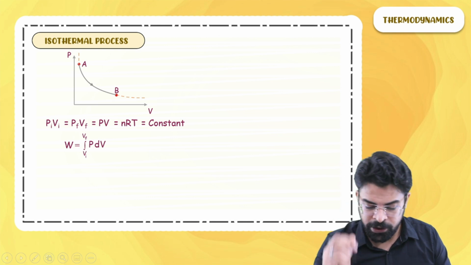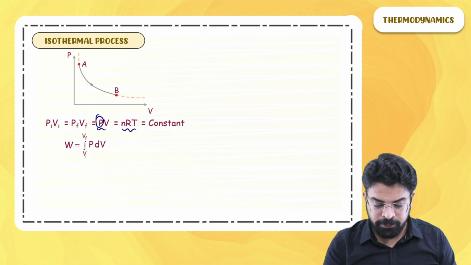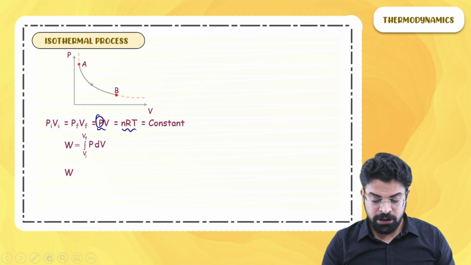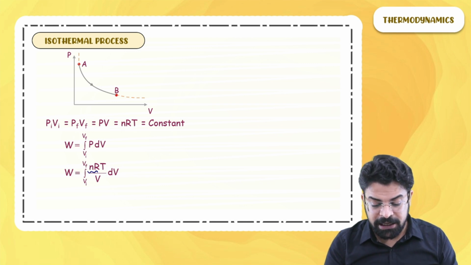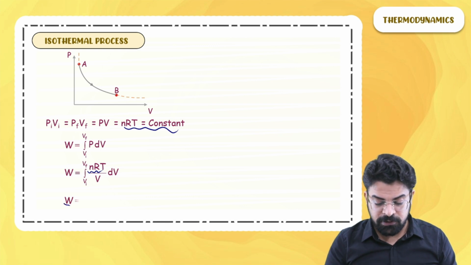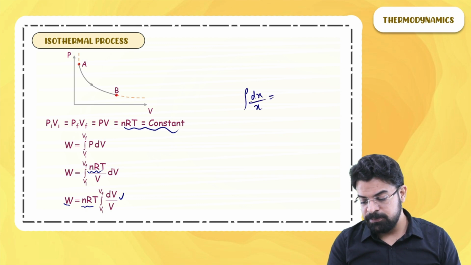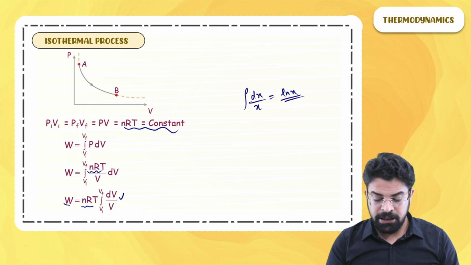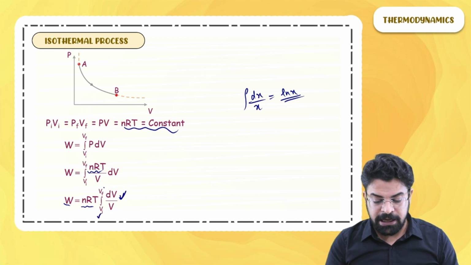So what to do? From PV equals nRT, you can substitute in place of P, nRT by V. So you can write work done equals integral nRT by V in place of P into dV. Now since nRT is constant, you can pull it out of the integration. So what you get is work done equals nRT integral dV by V. Integral dx by x is ln x. Similarly, integral dV by V gives you ln V, lower limit Vi, upper limit Vf.